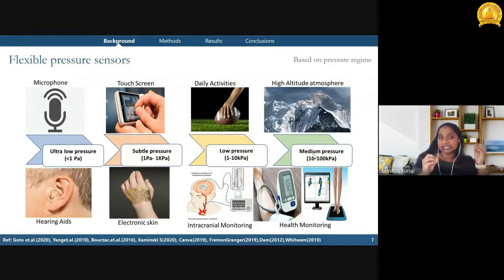So the sound signals that we hear, that we produce, fall under this ultra low pressure. So here come the microphone and the hearing aids, which operate under this region. So next is the subtle pressure region, which falls under 1 pascal to 1 kilopascal. So here, the touch screen that we use for mobiles and even for tabs, iPads, and every sort of thing falls under the subtle pressure region.